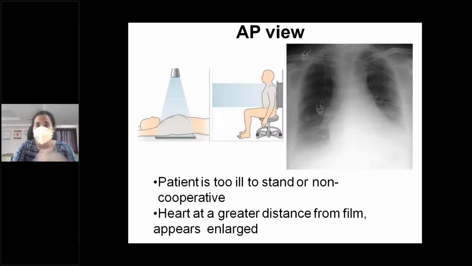That is a point you always have to keep in mind before you comment on the size of the heart in an AP view. The other thing I would like to mention is that, because of the position of the hands, see here the patient is just putting his hands beside him, so the scapulae tend to overlap the lung fields. If there is any pathology here, maybe a pulmonary nodule or a lung mass or some fracture, you tend to miss it because of the overlapping scapular shadows.